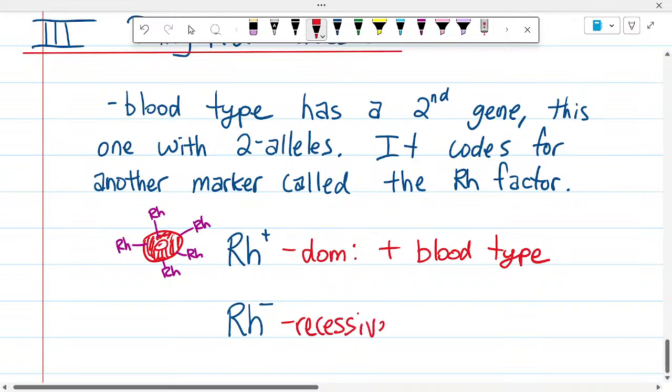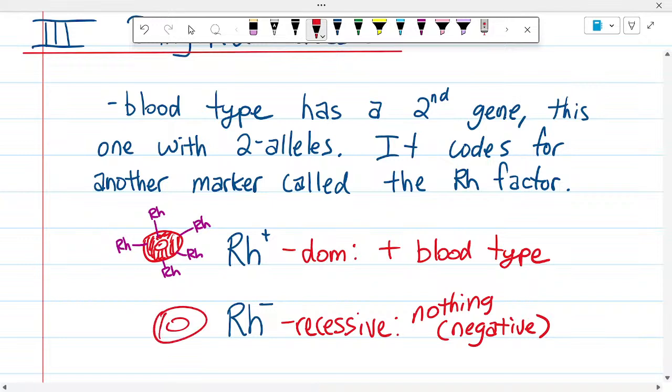And recessive is just another one that's broken. It codes for nothing. And because it codes for nothing, we say that it is negative. In other words, if you have the Rh negative allele, you do not have the Rh antigens on your blood cells. But mind you, you could still have what markers on there? A or B or A and B.